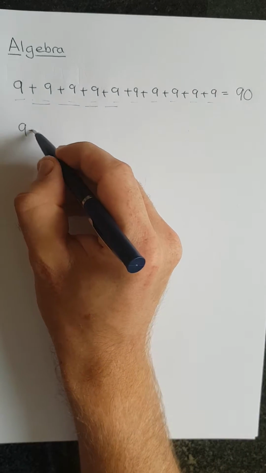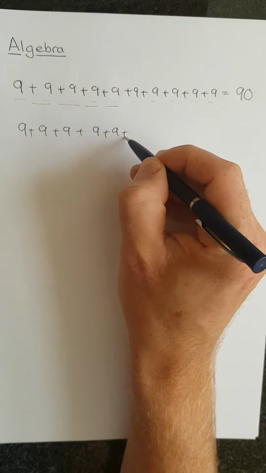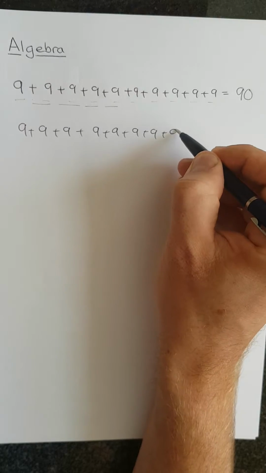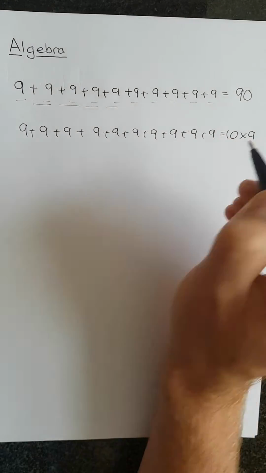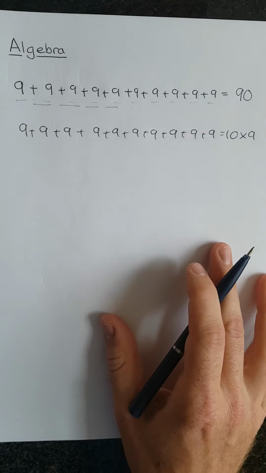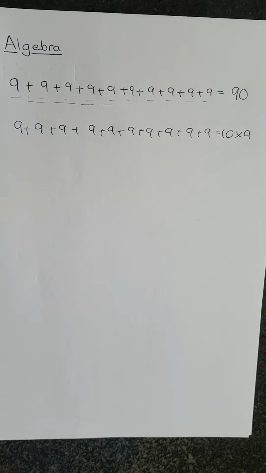You've recognised that 9 add 9 add 9, 4, 5, 6, 7, 8, 9, 10 times is the same as that. That's a very basic but very important piece of algebra. So let's use it in an algebra context.